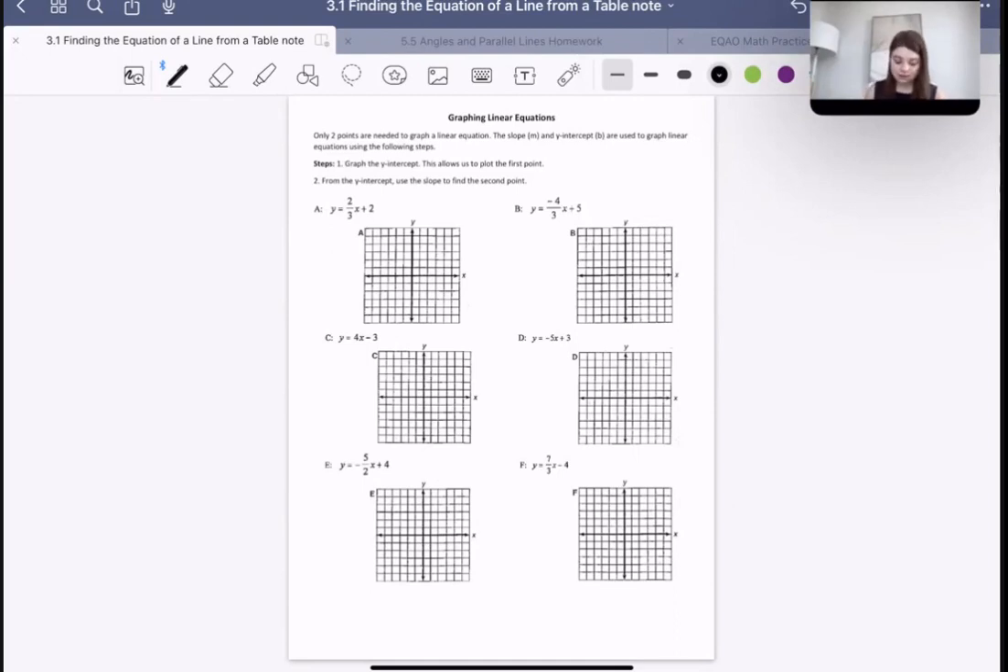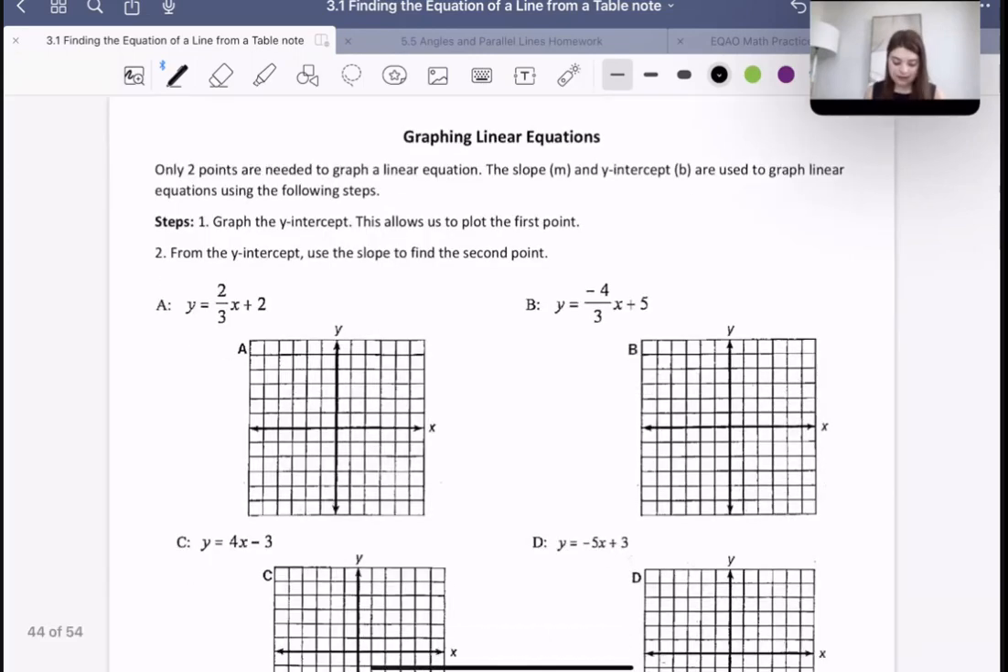So, here it says only 2 points are needed to graph a linear equation. And that's true, right? Because if we have any 2 points, we can just connect them and then we have our line, right? So if we have any 2 points and we know those are 2 points of a linear equation, we can just connect them and we're good. Now, when we have an equation, that's also enough because it means we do have 2 points, right?